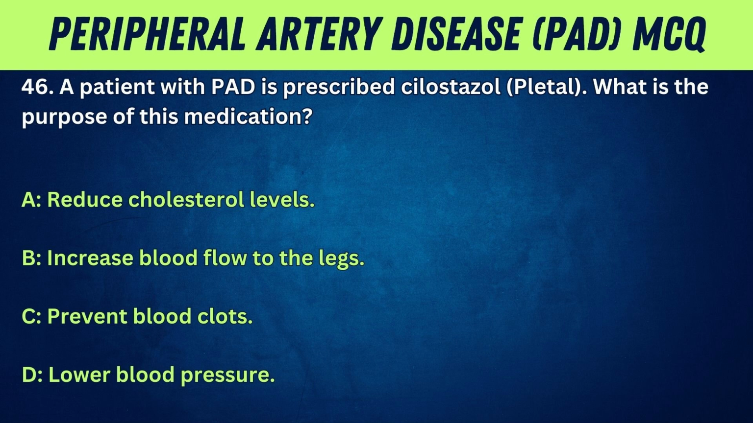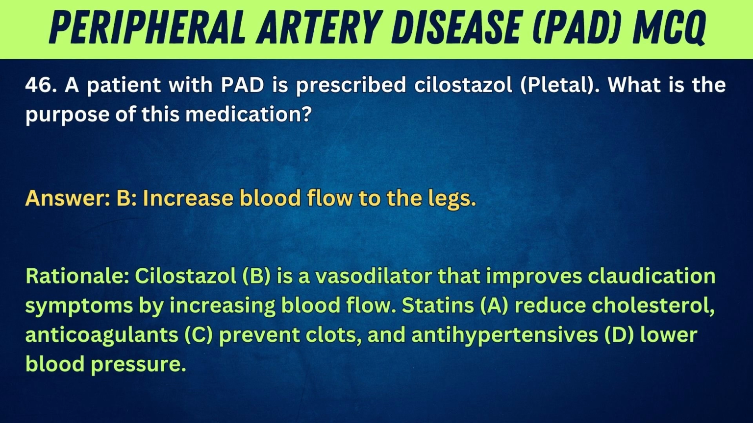46. A patient with PAD is prescribed cilostazol, Pletal. What is the purpose of this medication? A. Reduce cholesterol levels. B. Increase blood flow to the legs. C. Prevent blood clots. D. Lower blood pressure. Answer: B. Increase blood flow to the legs.